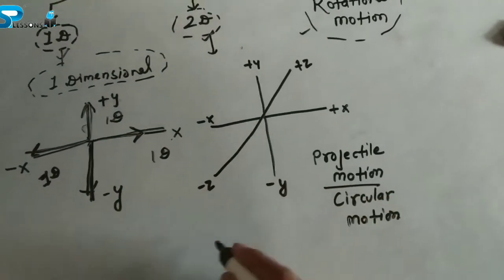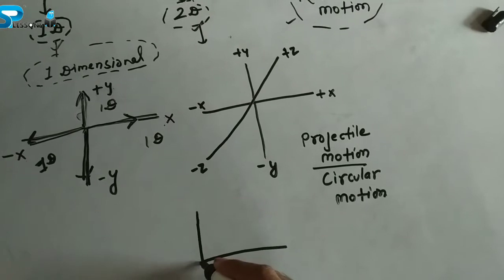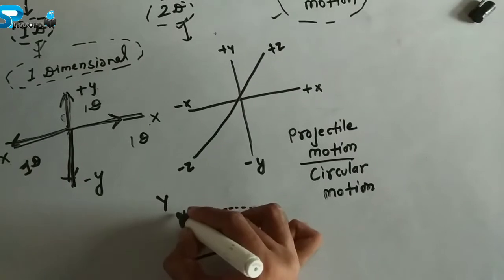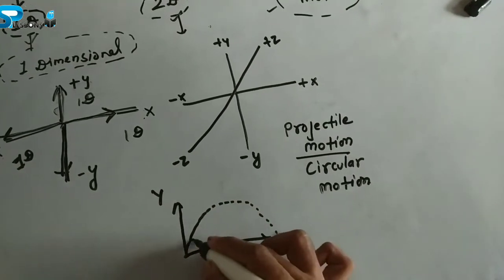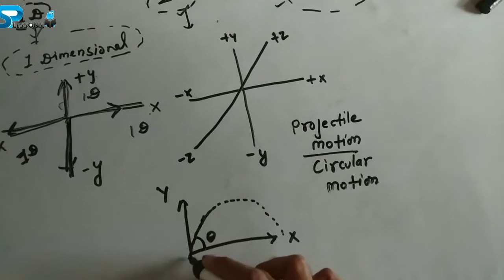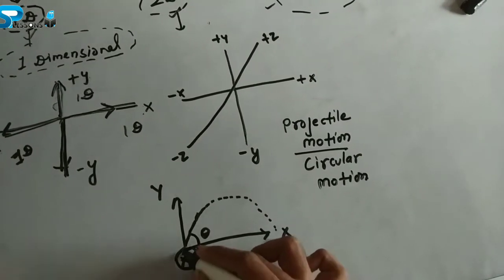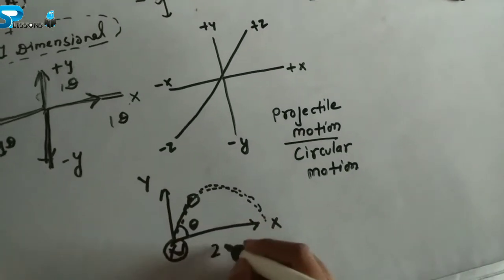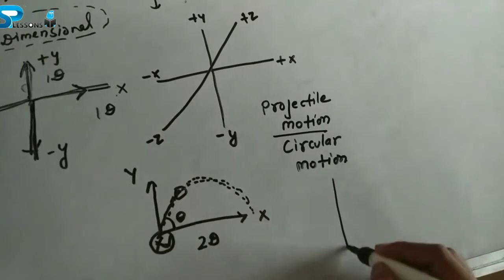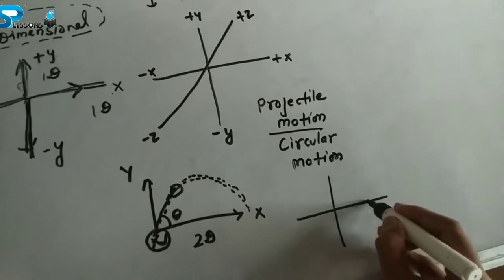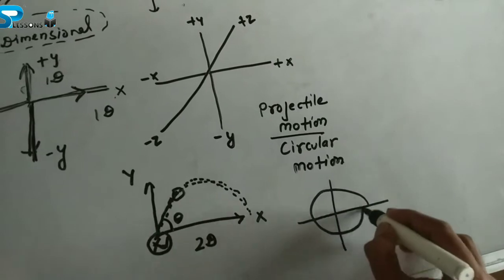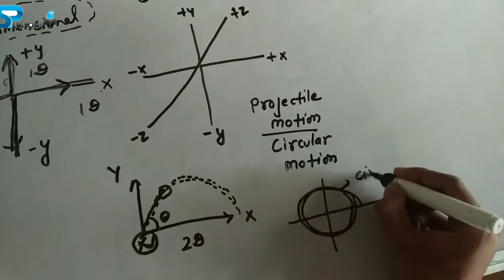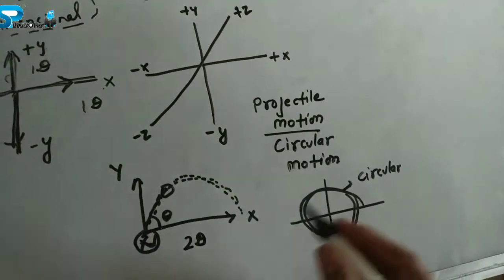Projectile motion means, we know when we kick the football, it goes like this. So it moves in the xy plane. At an angle theta, we kick the football like this, and it goes along this path. So it is a two-dimensional motion. And we know when we toss a stone tied to a string and move it like this, it makes a circle, so it's called circular motion, and it is also a two-dimensional motion.